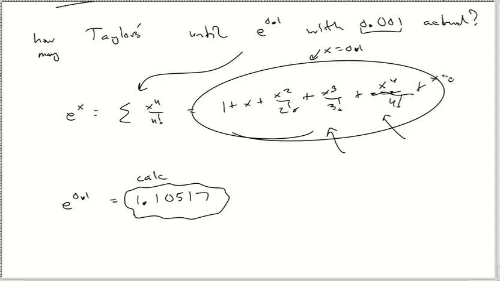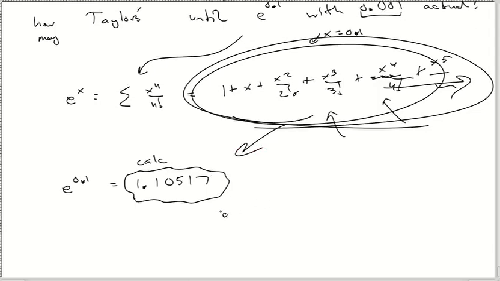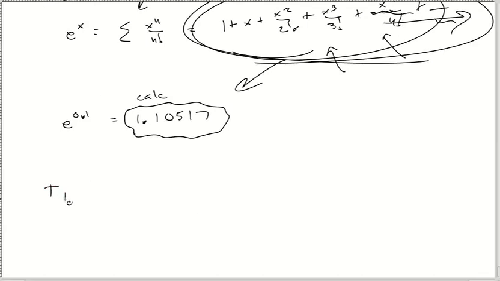Do I need an x to the fifth? How many of these do I have to go until this equals that? That's my point here, okay? So how many do I need to go? And how I did this is I said, well, T1, like first derivative, I would just get a 1.